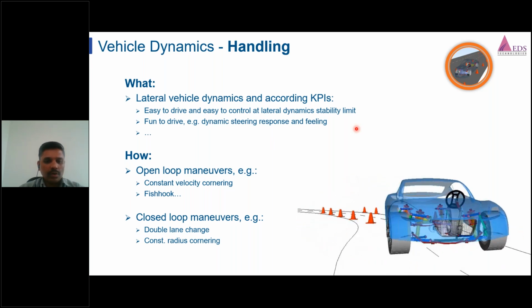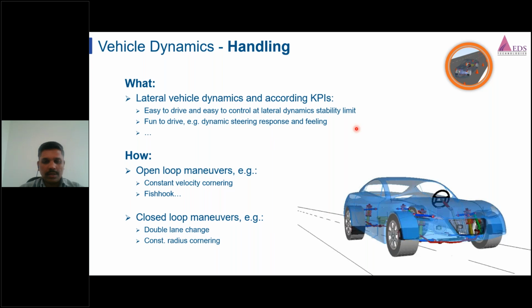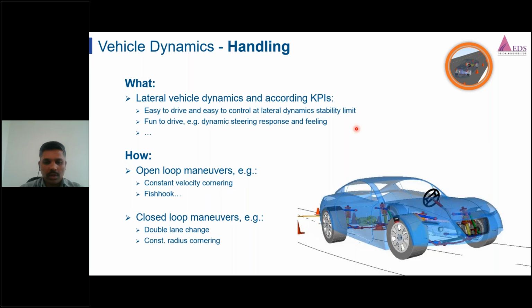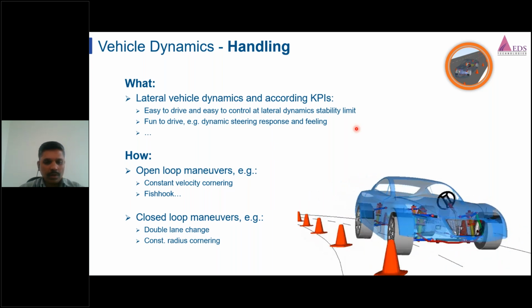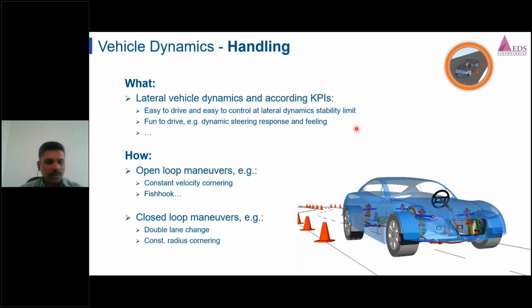In order to achieve this, it's a complete vehicle simulation in terms of open loop maneuvers like a constant velocity cornering analysis scenario or fish hook analysis scenario, as well as closed loop maneuvers including a double lane change scenario, also a constant radius cornering scenario.